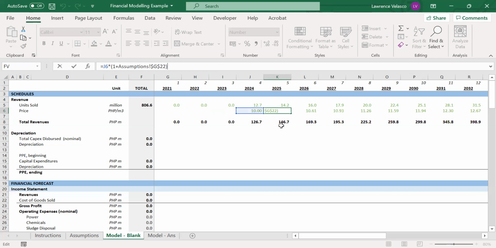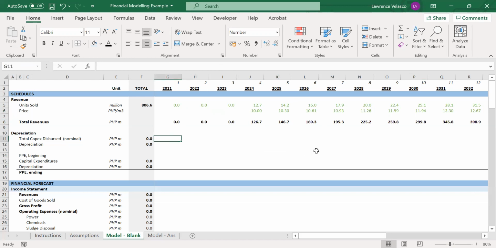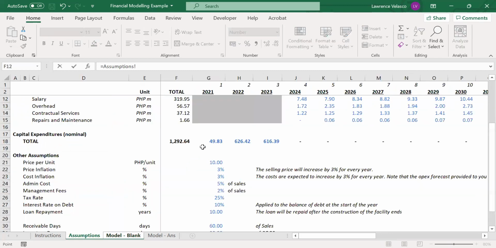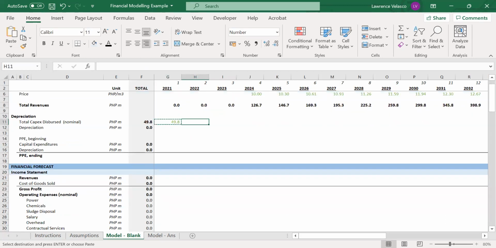If you look at the numbers here, prior year times 1 plus inflation. Okay? So that's okay now. Next, we compute for depreciation. We need to link this first to how much our capex is. So based on assumptions, our capex is this one: 2021, 2022, and 2023. Right?